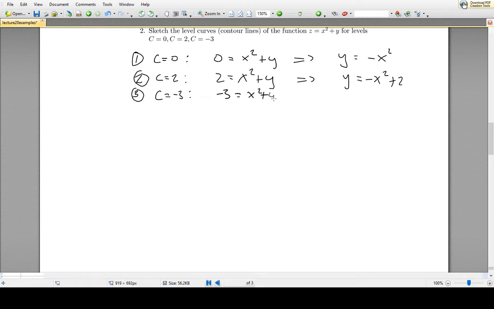And finally, let's set our z to -3. Everything else is the same. If we rearrange this, we get y is equal to negative x squared minus 3. This is a parabola opening downwards with a vertex at 0, -3, because it's been shifted down 3 units.